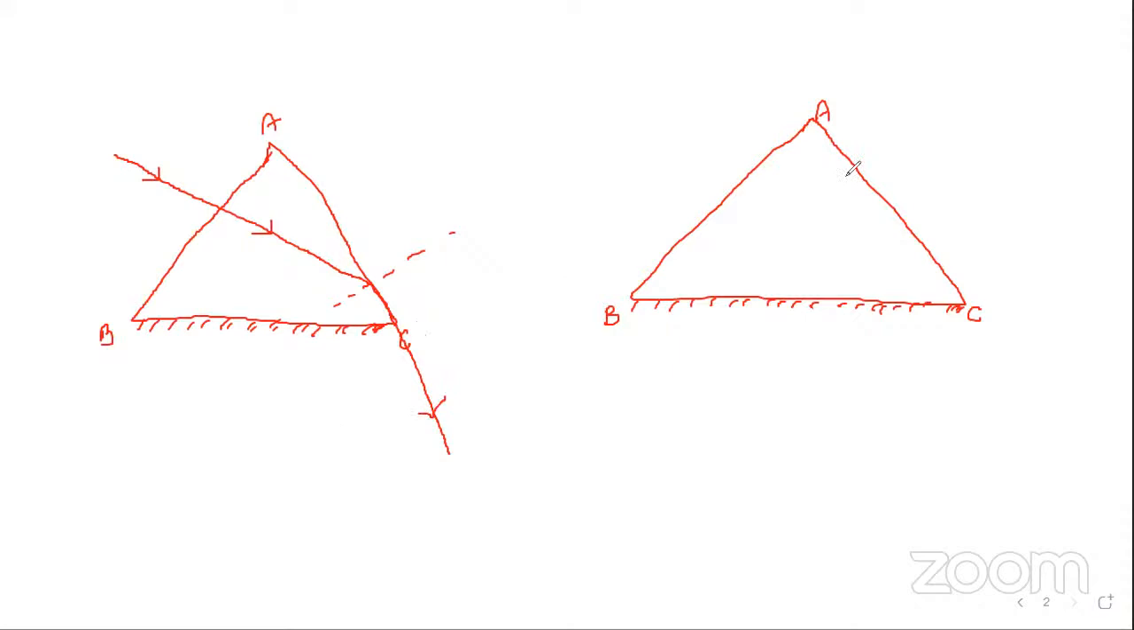Second case, I'm taking this as one normal. I'm making the ray incident along this. Then it undergoes refraction. Here, one more refraction. This is moving like this. Have you got the difference between these two?